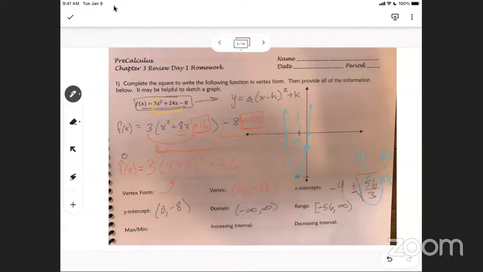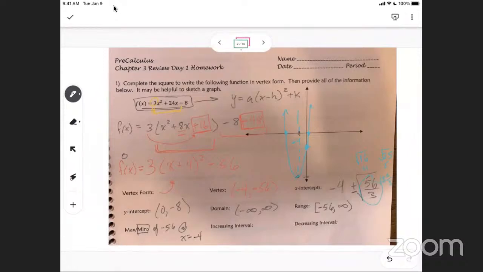That makes sense? And can you tell where the min is? So the min, look at your graph. Where's the minimum? What's the smallest point on this blue graph? -56. And so what you say is it's got a minimum of -56 at x equals -4. So your vertex tells you that minimum.